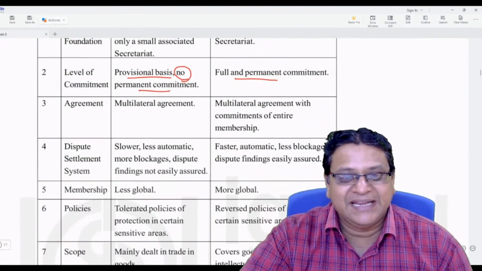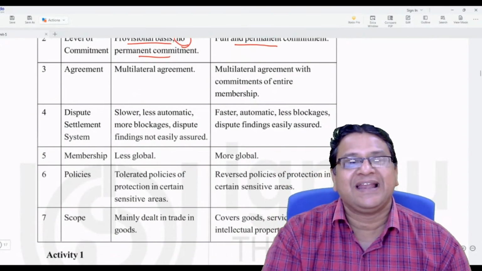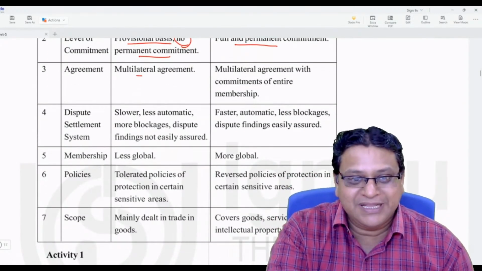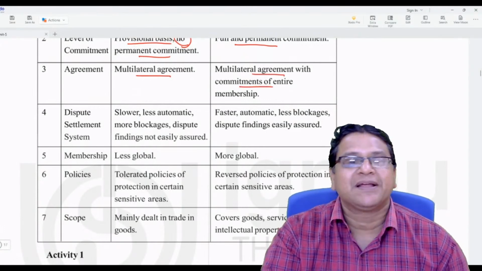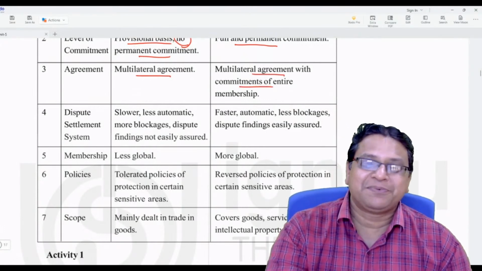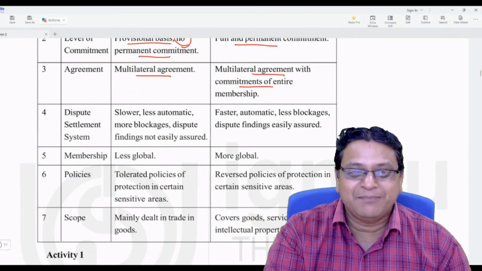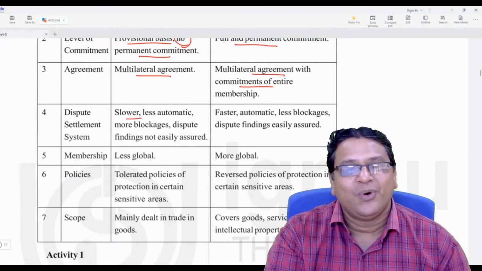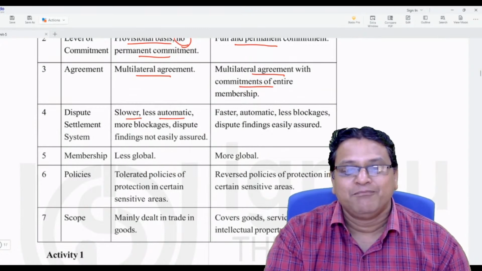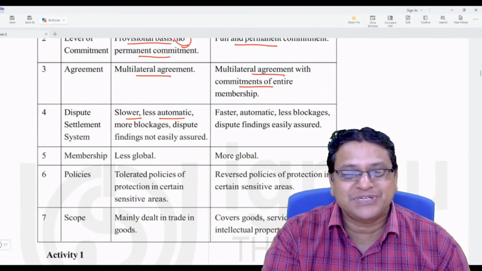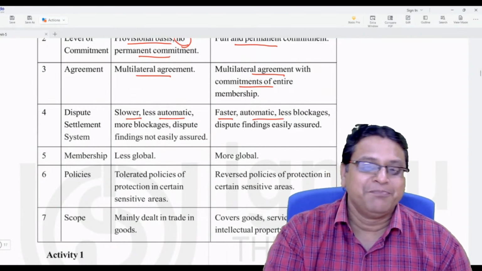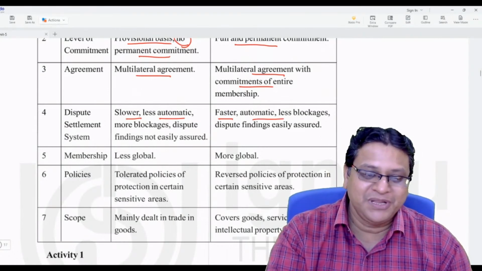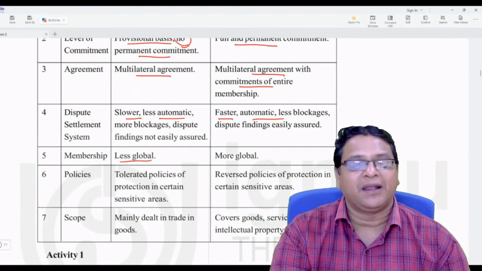And GATT agreements are multilateral agreements, but WTO agreements are multilateral agreements plus commitment of the members. In case of GATT, the dispute settlement system is slow, less automatic, but in case of WTO, the dispute settlement system is faster, automatic. The membership of GATT is less global than that of WTO.